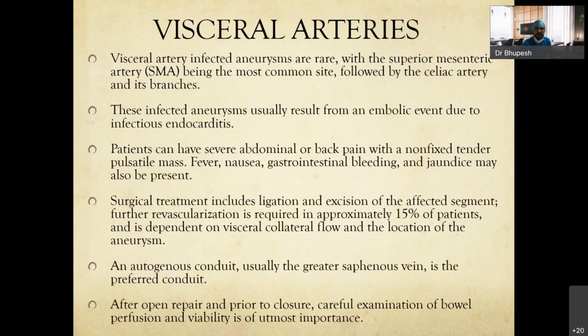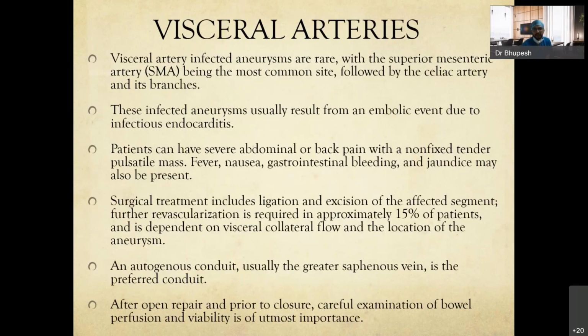Then we come to the visceral arteries. Visceral artery infected aneurysms are rare, with the superior mesenteric artery being the most common site, followed by the celiac artery and its branches. These infective aneurysms usually result from an embolic event due to infective endocarditis. Patients can have severe abdominal or back pain with a non-fixed tender pulsatile mass, fever, nausea, GI bleed; jaundice may also be present. Surgical treatment includes ligation and excision of the affected segment.